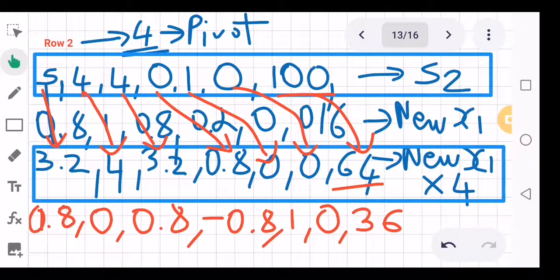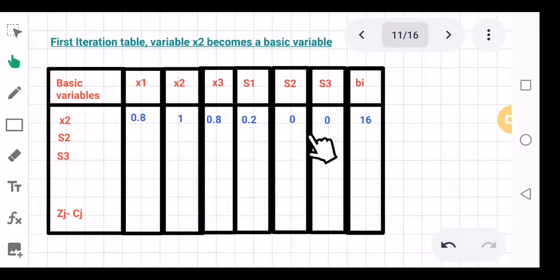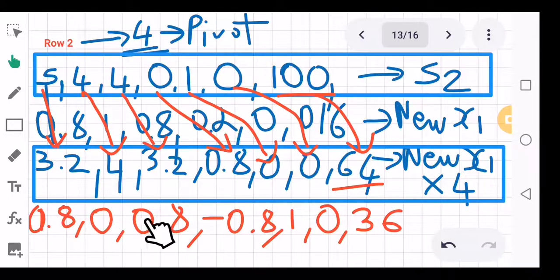So now what we found over here is the elements which will be part of this particular column. So these elements will be part of row 2 of your new table.